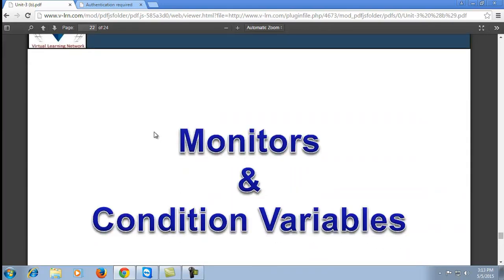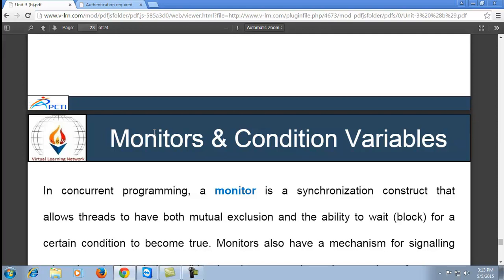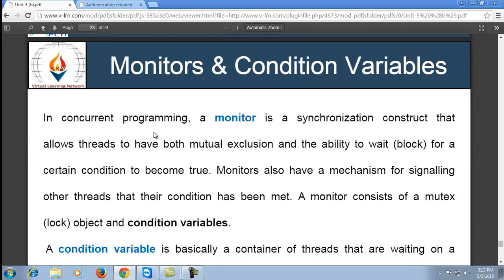Next is monitors and condition variables. In this topic, in concurrent programming, a monitor is a synchronization construct that allows threads to have both mutual exclusion and the ability to wait for a certain condition to become true. In this case, a number of processes are there for execution and for completing their tasks. If a number of processes are executing their tasks, then another process has to wait, and is allowed to wait for accessing the data, the resource or the system.